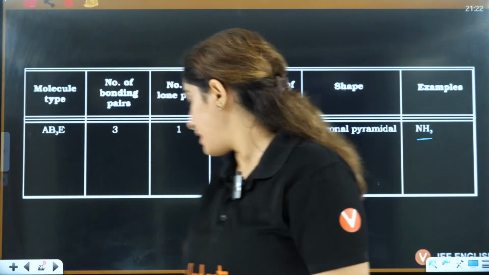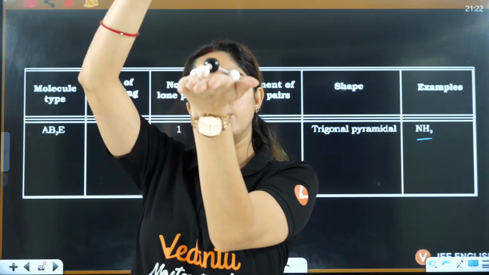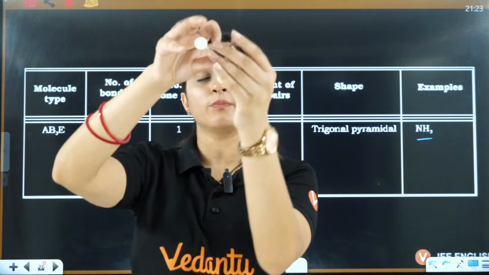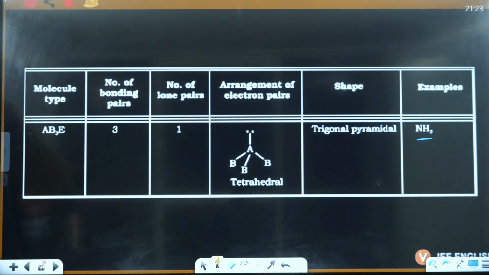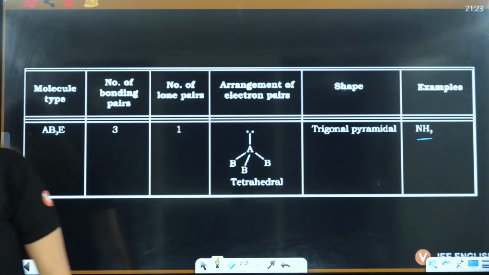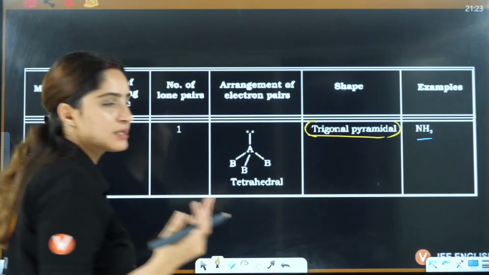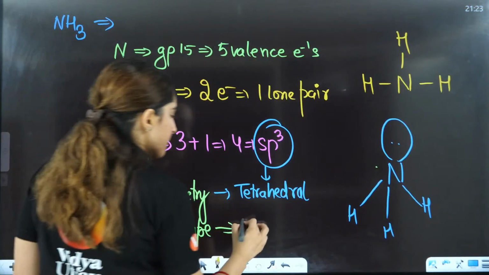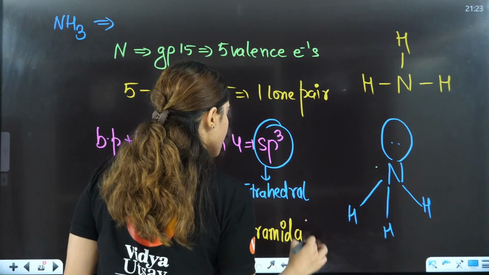But if I see this here, is it on a plane? No. If I press it, it is not on a plane. It is not planar. So, it is a pyramidal structure. Got it? So, what we'll write here? Trigonal pyramidal or simply pyramidal, you can say. That kind of structure it has. Right? So, answer will be pyramidal. Okay?